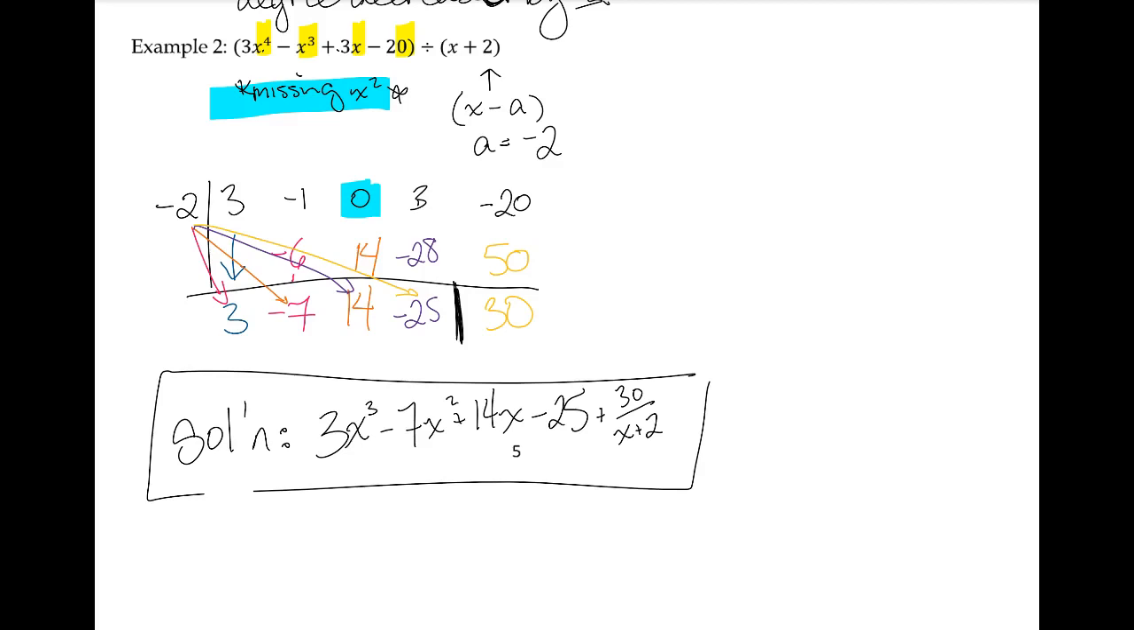When I write this final solution, I need to remember that my denominator is not just this number out in front, not my a value, but the actual binomial. So it's the original divisor.